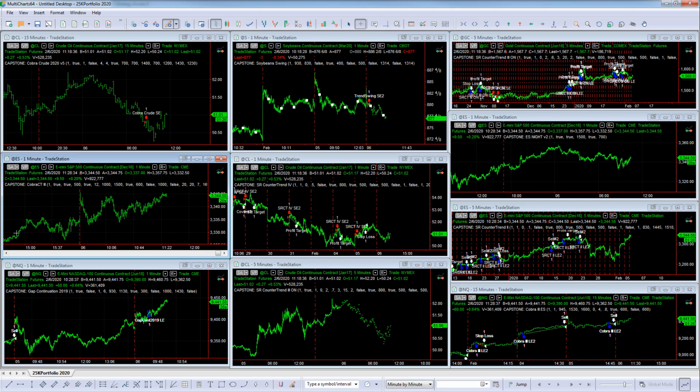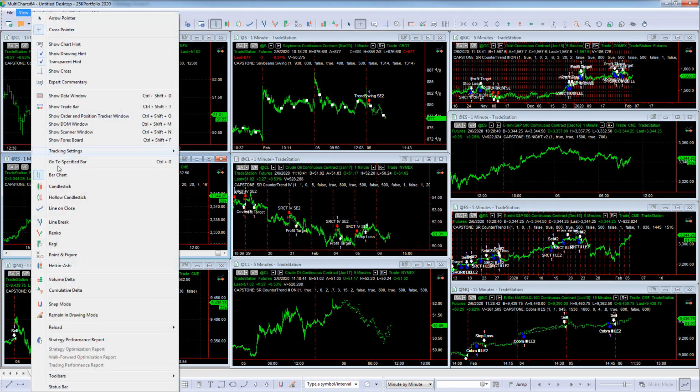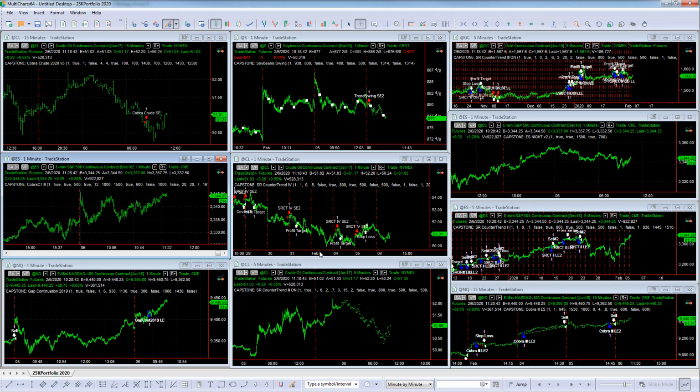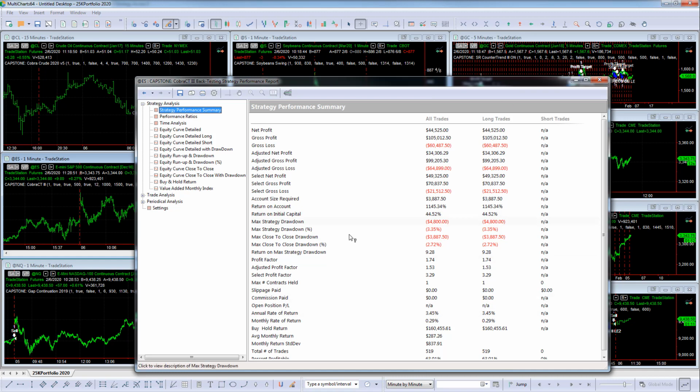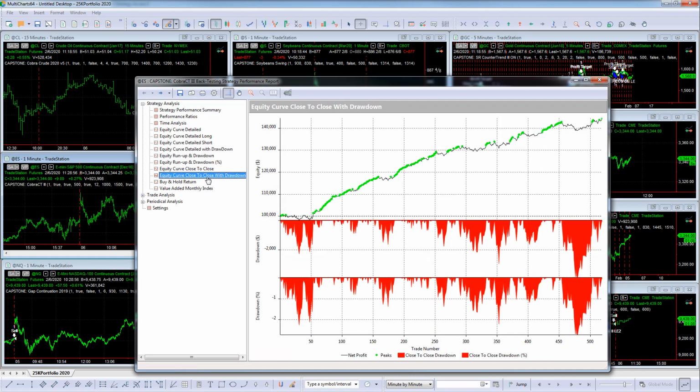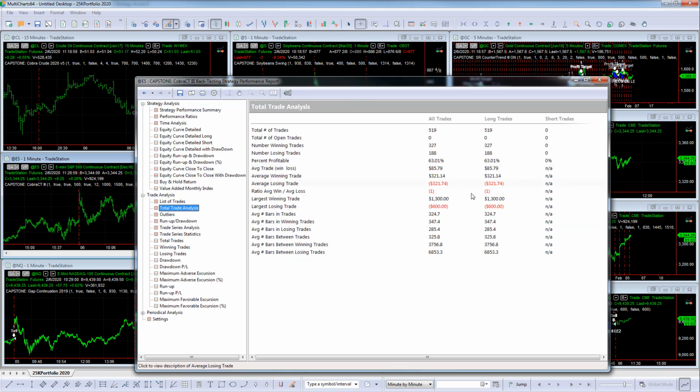So let's look at Cobra CT3, E-mini S&P. That's the second algorithm we're looking at. Here is the back tested equity curve. These do not include slippage and commission, but we'll look at the average trade profit as well on each of these. 44,525, max drawdown of 4,800. Equity curve with closed trade drawdown, and I also like to look at the total trade analysis. $85 average trade profit. It's a long only trading setup.